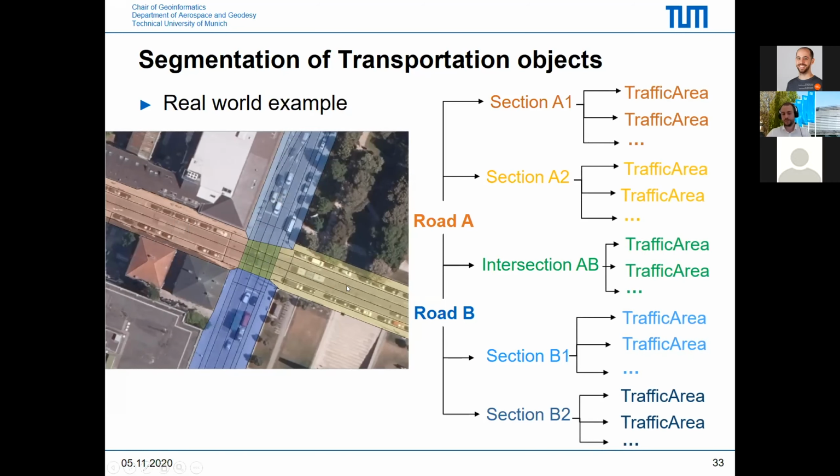In the next step, each individual section or intersection can be split even further into individual traffic areas, for example, individual sidewalks, individual driving lanes, and so on. So each traffic area would be linked to the section it belongs to, and each section would belong to a specific road, while intersections can belong to multiple roads at the same time.